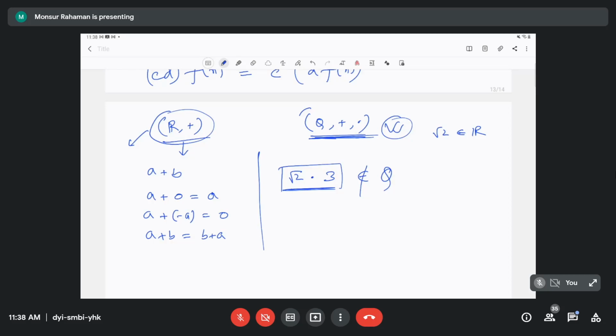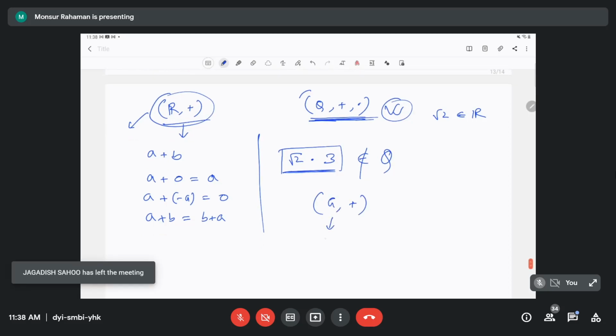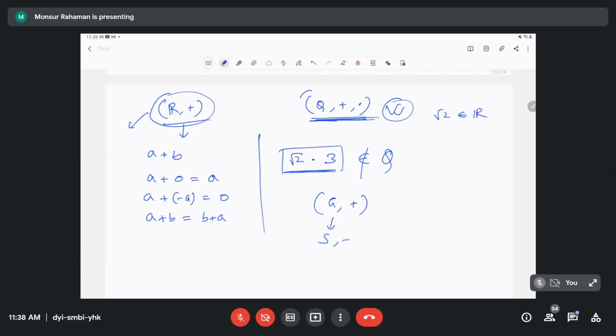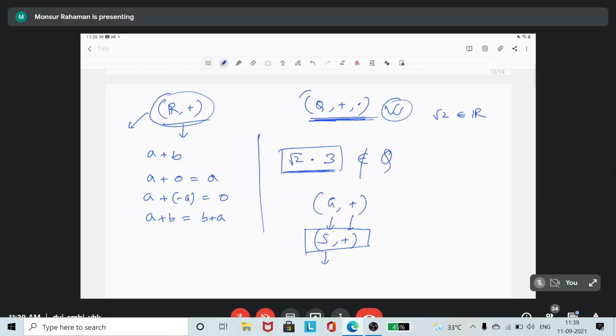And for any structure, this is a structure, G plus is a group, then any subset, if with the same operation it satisfies all those conditions, then we'll call it a substructure. If it is a group, then subgroup. If it is a ring, then we will call it a subring. If it is a field, then a subfield. If it is a vector space, then a subspace. Sub vector space means subspace.